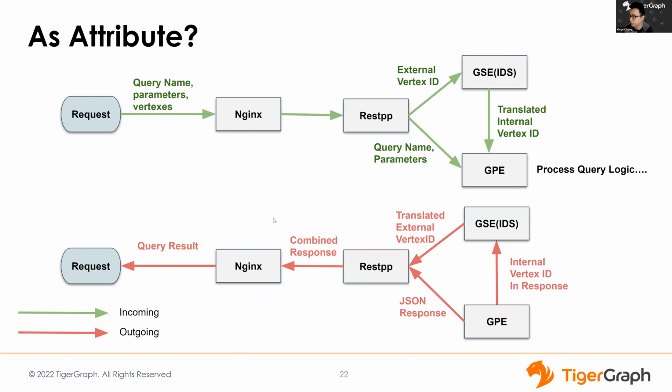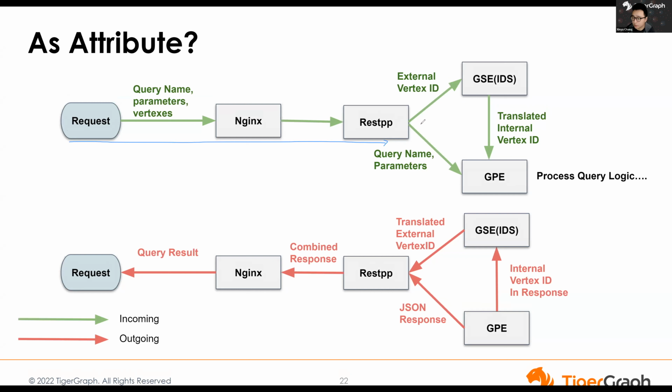So when we run the query through the RESTful endpoint, and we pass some vertex ID as the input, the request comes this way, with some ID to be translated, and the GSE will translate the ID from the external ID to internal ID and send it to GPE. GPE, the graph process engine, is where we run the query, right? After translation, GPE knows which vertices to traverse and where to start. After running the query, GPE also prints some result with IDs, but of course in internal format, because GPE knows nothing about the external ID. It sends the result with the internal ID format to GSE, GSE translates it and sends it to RESTPP, and then we return the result to the user, right?